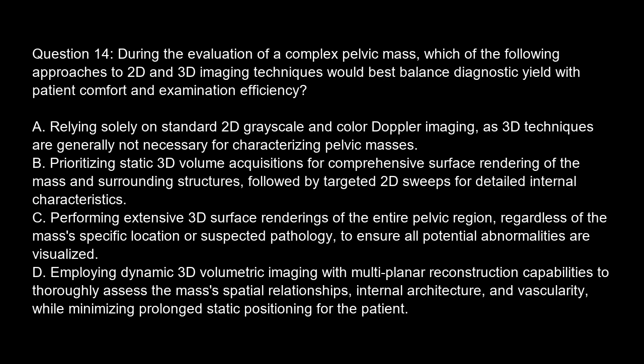Option B. Prioritizing static 3D volume acquisition for comprehensive surface rendering of the mass and surrounding structures, followed by targeted 2D sweeps for detailed internal characteristics. Option C. Performing extensive 3D surface renderings of the entire pelvic region, regardless of the mass's specific location or suspected pathology, to ensure all potential abnormalities are visualized. Option D. Employing dynamic 3D volumetric imaging with multiplanar reconstruction capabilities to thoroughly assess the mass's spatial relationships, internal architecture, and vascularity, while minimizing prolonged static positioning for the patient.